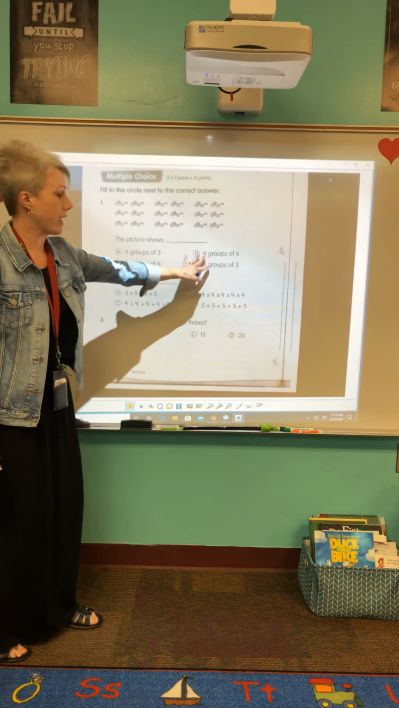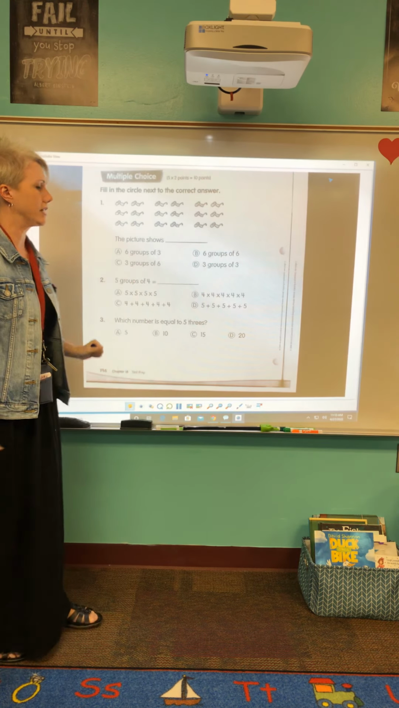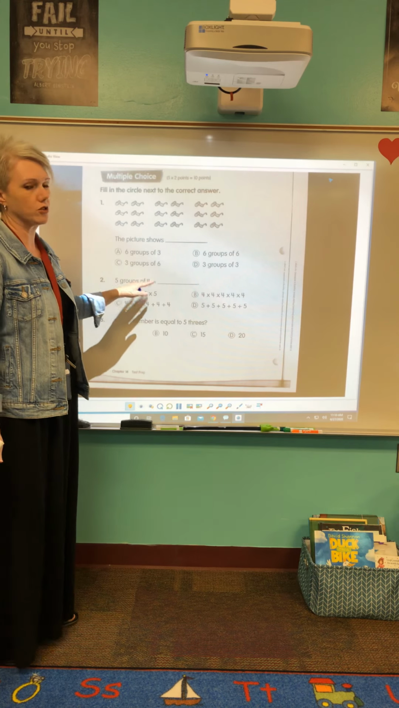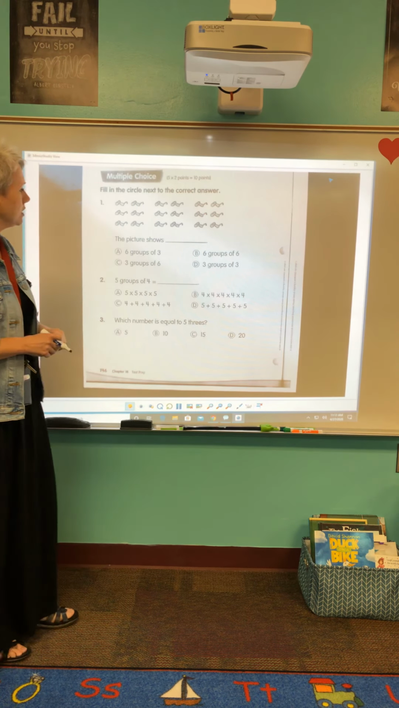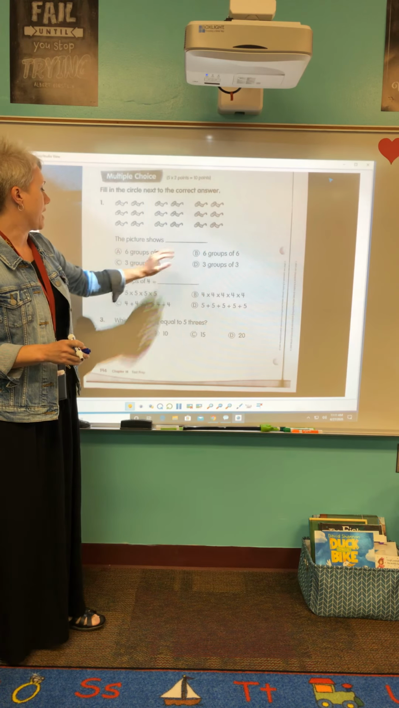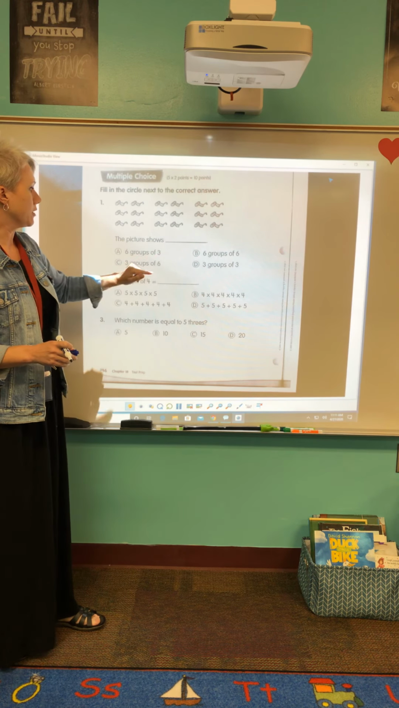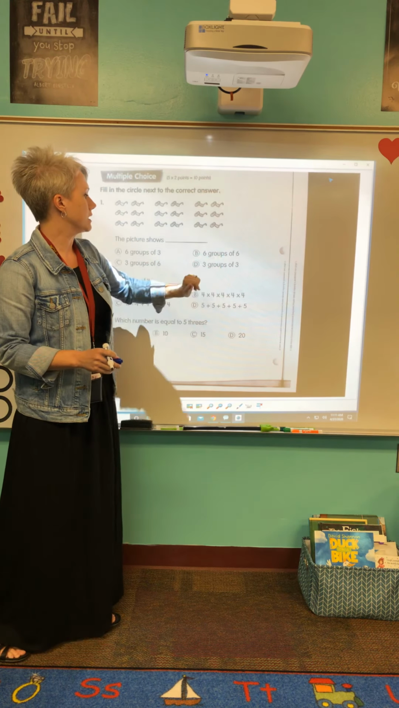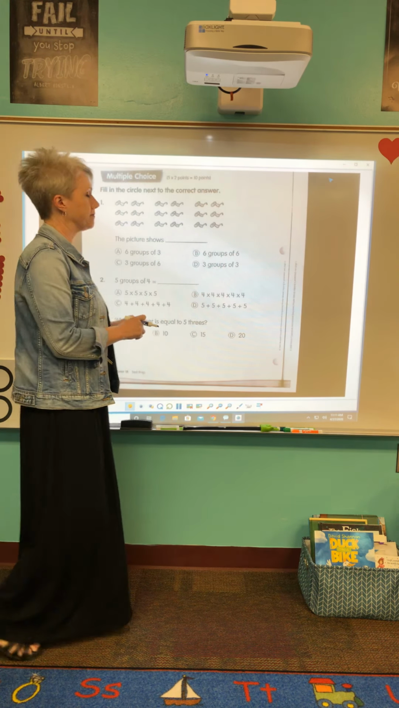And so these are our answers down here. We've done this before. You know exactly what you're looking at. Your parents may not know what they're looking at as much as you do, but you guys know what to do. So the picture shows blank: 6 groups of 3, 3 groups of 6, 6 groups of 6, or 3 groups of 3.